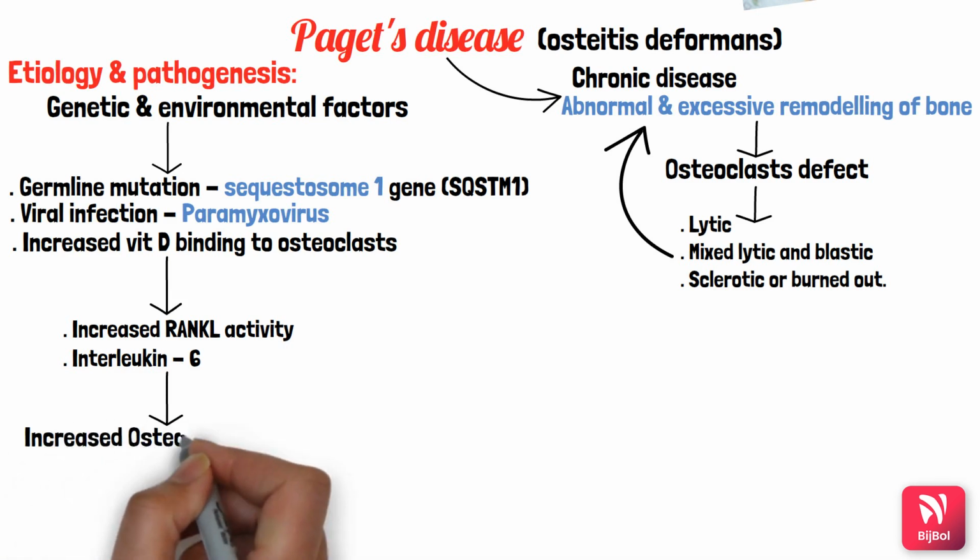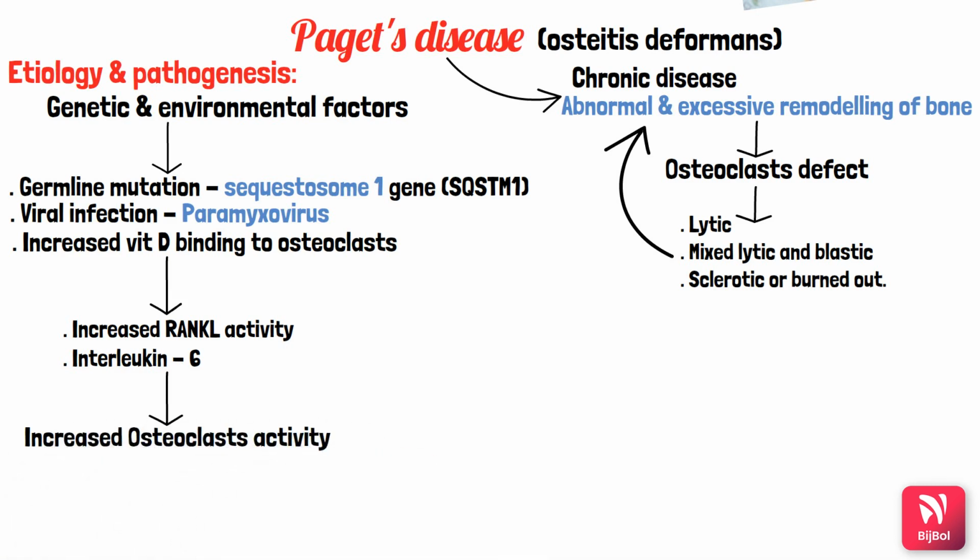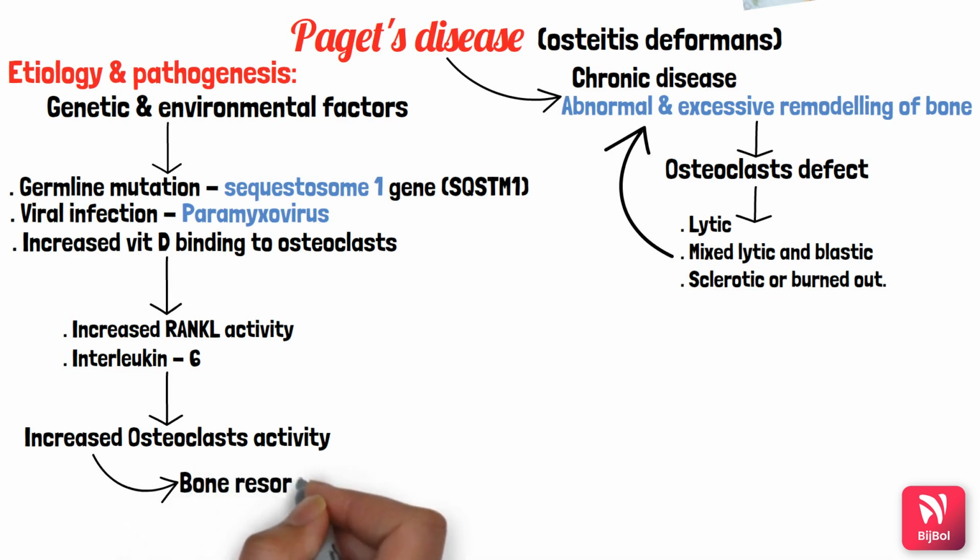What do osteoclasts do further? Bone resorption. So because of increased osteoclastic activity, there will be increased bone resorption, that is mainly responsible for the lytic activity in Paget's disease.